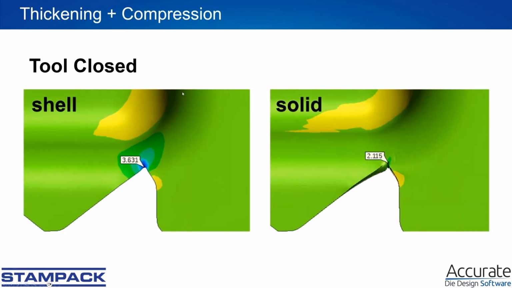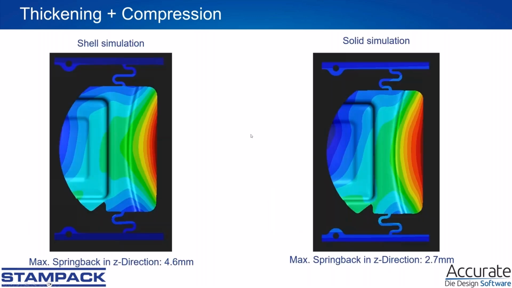And then at the very end, when the tool is closed, you see a huge difference between thickness prediction in shell and solid. Shell is here, in this case, totally wrong, whereas the solid also simulated the compression very well. And the main point is, for springback prediction, this hit at the very end plays a huge role.